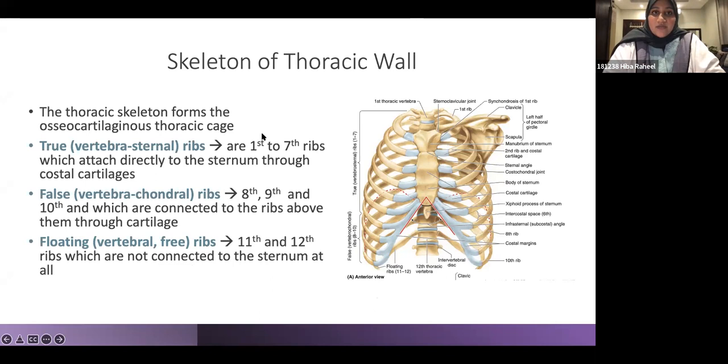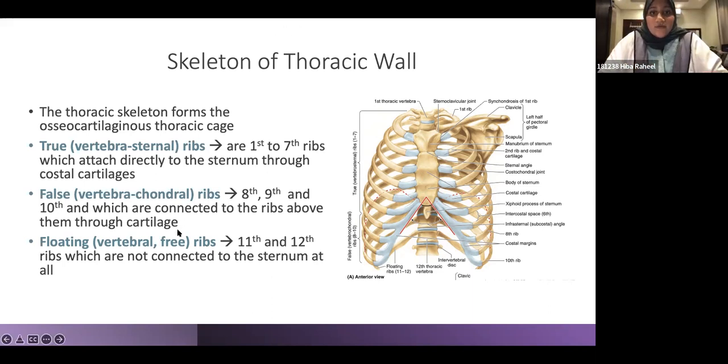And lastly, we have the floating ribs. Now, the floating ribs have no attachment anteriorly. In the front, there is nothing attaching them. They come from the vertebra at the back, and then they just hang loose. And they're not attached to any cartilage, and they're not attached to anything above.